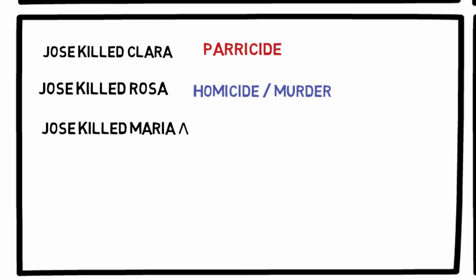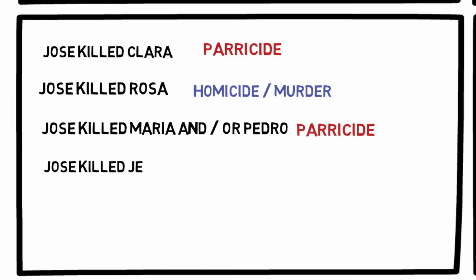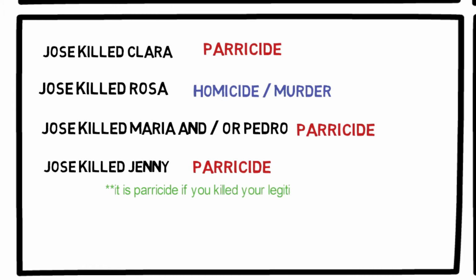If Jose killed Clara, the crime committed is parricide, since she is the legitimate spouse. If Jose killed Rosa, the crime committed is homicide or murder, depending on the circumstances, since Rosa is not his legitimate spouse. If Jose killed Maria and Pedro, the crime committed is parricide, since they are his legitimate children. If Jose killed Jenny, the crime is parricide, since Jenny is his illegitimate child. Take note that it is parricide if you killed your legitimate or illegitimate child.